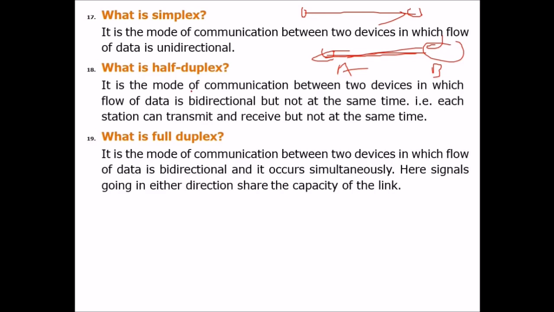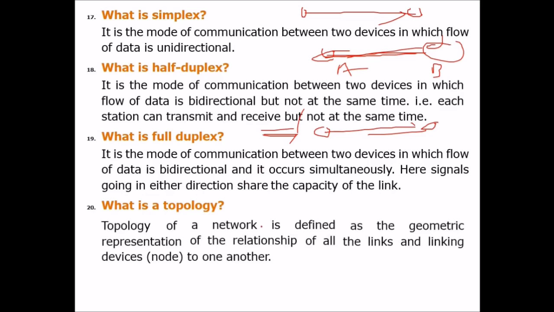Full duplex is a mode of communication between two devices in which the flow of data is bidirectional. That is, it is occurring simultaneously, where you are sending and receiving at the same time. Here, signals going in either direction share the capacity of the link. This is the link, so half is for sending, half is for receiving, or in some cases, we can manage it.